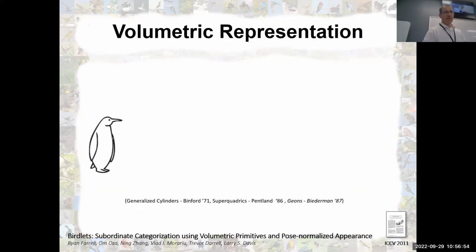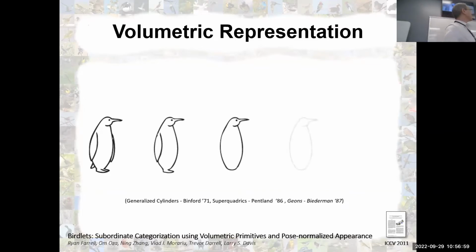So using this idea, we abstracted, here's an example of the penguin. We basically turned a bird into its two most prominent volumetric parts. And we represented them with ellipses, one for the head and one for the body.